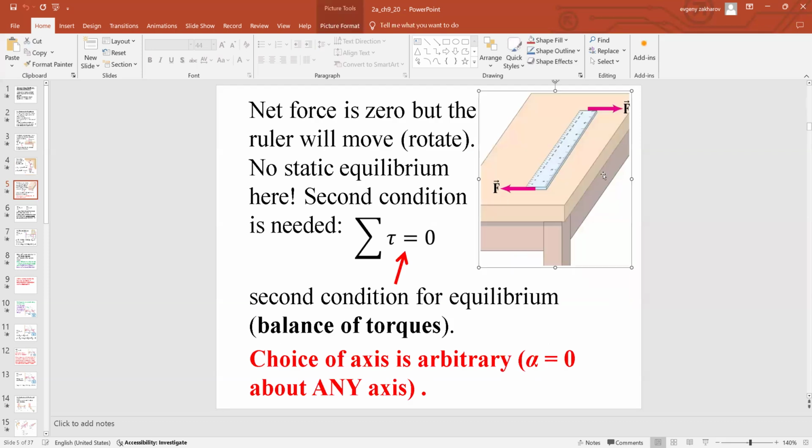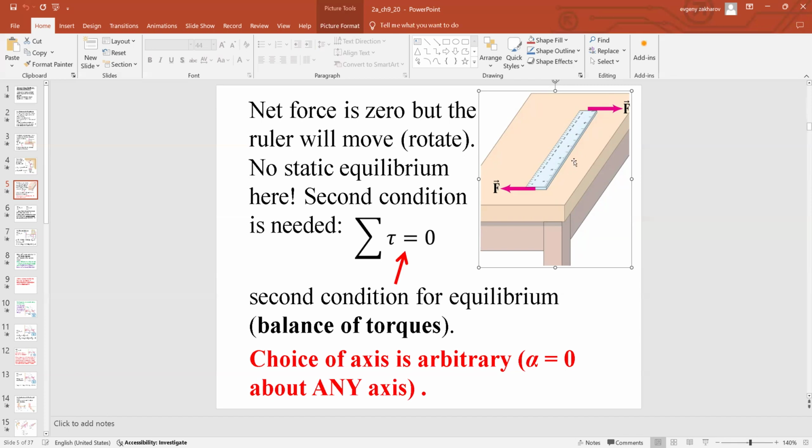Let's take a look at this little setup. You see how there's a ruler that rests on the table. And let's say there is a force that acts to the left, and then the force on the other side of the ruler that is acting on the right side. So what do we see? We see that the net force acting on the ruler is 0, right? Because you have 5 newtons to the left, 5 newtons to the right. You add them up, and for vector addition, you'll just get 0 vector force.